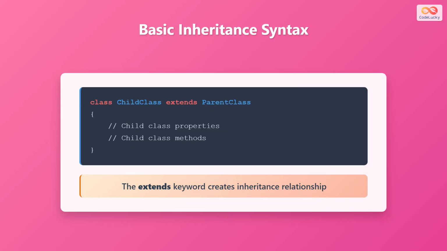Let's take a look at the basic syntax for inheritance in PHP. The keyword extends is used to create an inheritance relationship between two classes. Here's how it looks. Class ChildClass extends ParentClass, with child class properties and child class methods. The extends keyword establishes the inheritance relationship, linking the child class to the parent class.